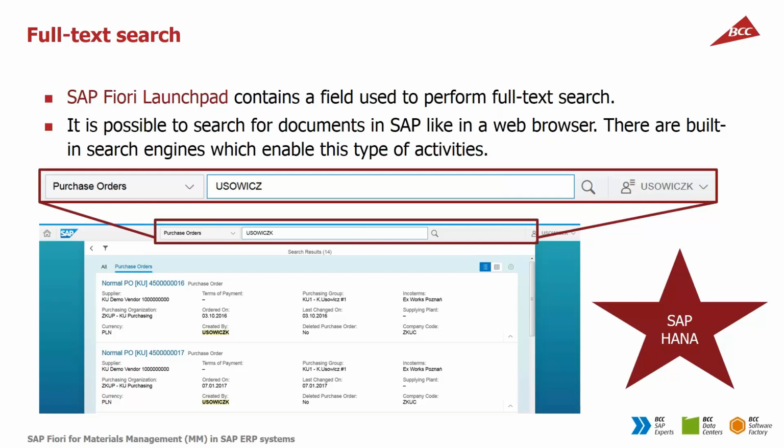So it will search for this text in all the fields. This full text search capability is delivered with SAP HANA database. Therefore, this full text search can be implemented only when your SAP instance runs on SAP HANA. Without SAP HANA, this is not possible.